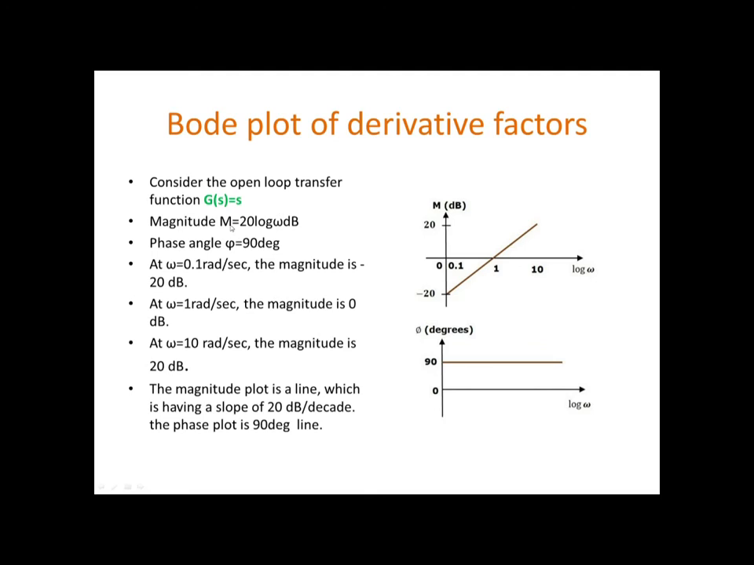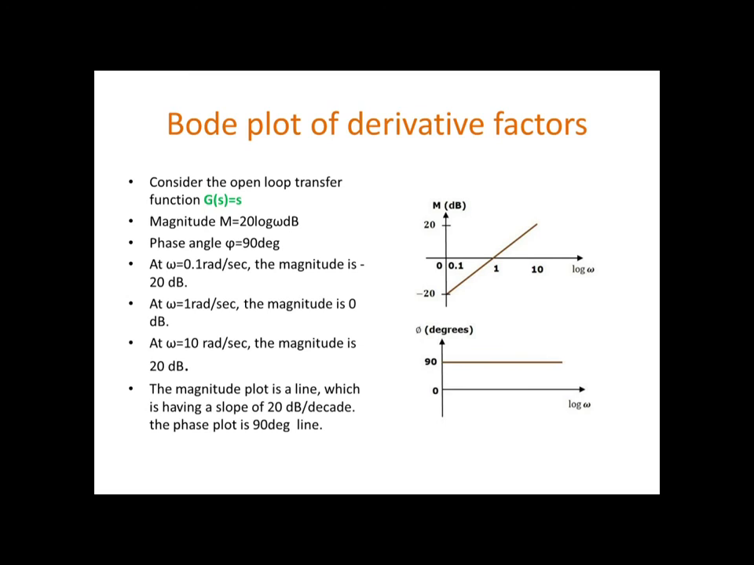So here also we can see the magnitude depends upon omega. If we vary the omega values, then we will get different magnitude points. But the phase angle is only 90 degrees, so the phase angle curve will only be a straight line irrespective of the value of omega. It will always be 90 degrees, a straight line parallel to the reference 0 degree line.